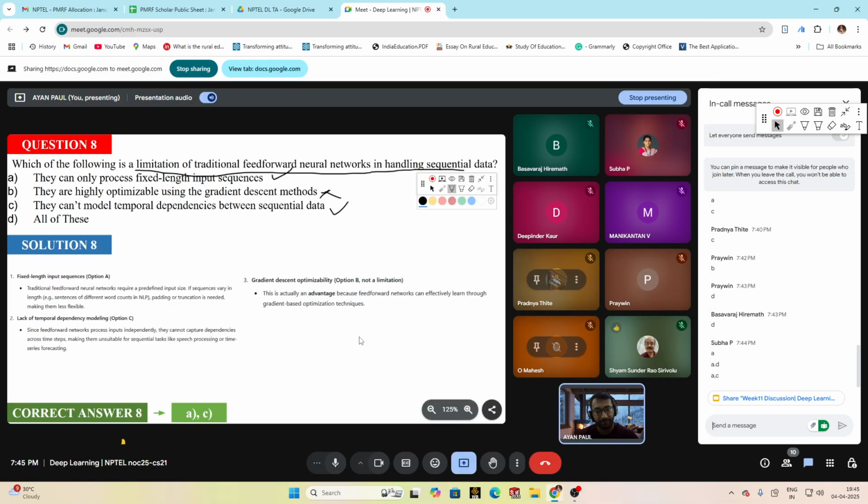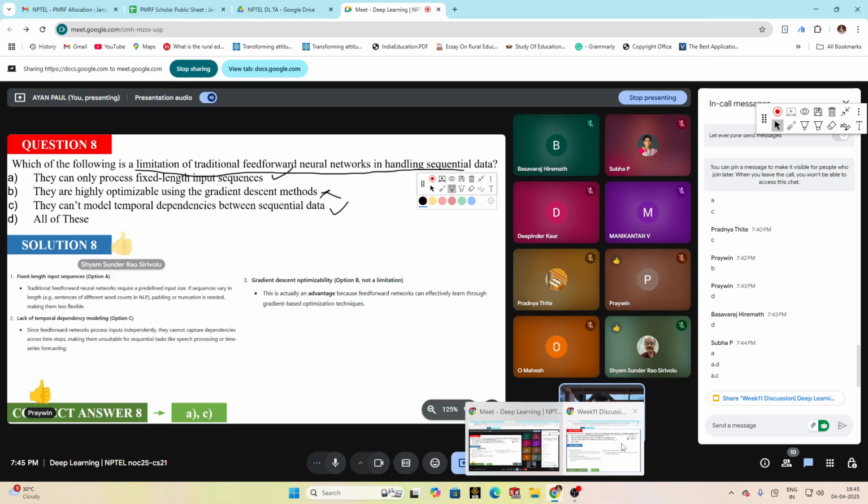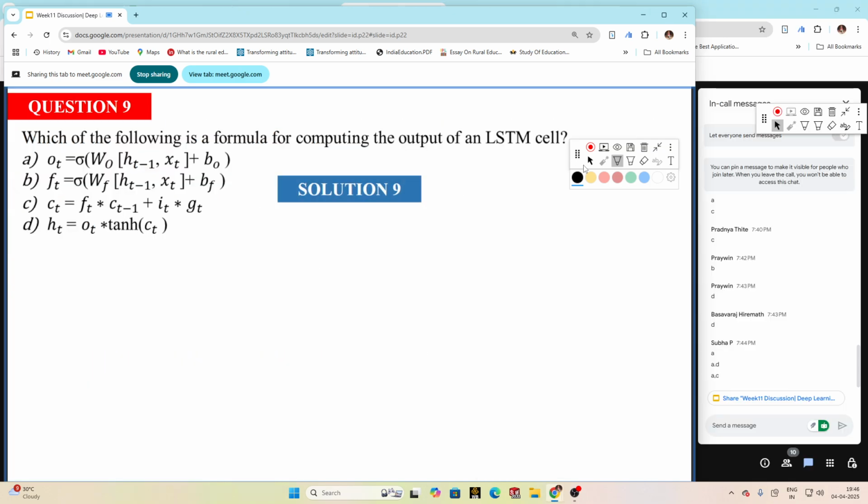So is it clear? Okay. Which of the following is a formula for computing the output of an LSTM cell? This is OT, the formula of the output gate. This is the formula of the forget gate. This is the formula of the cell state, using the forget gate only. And this is the HT, which is OT times tanh of the cell state. So which of the following do you think is the correct answer?